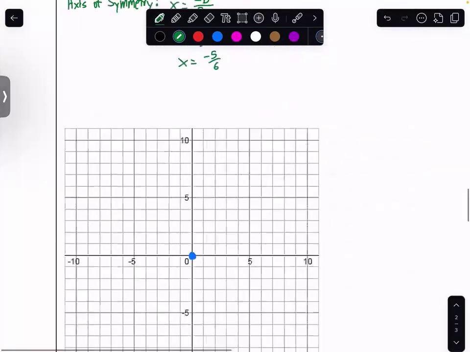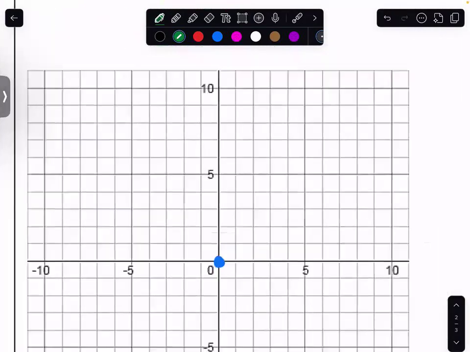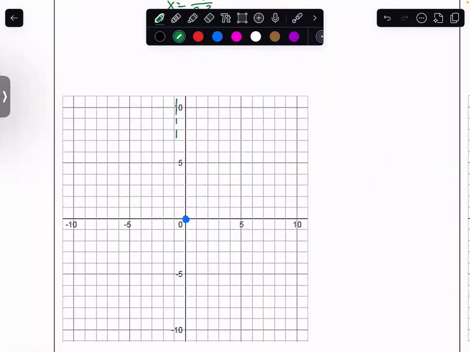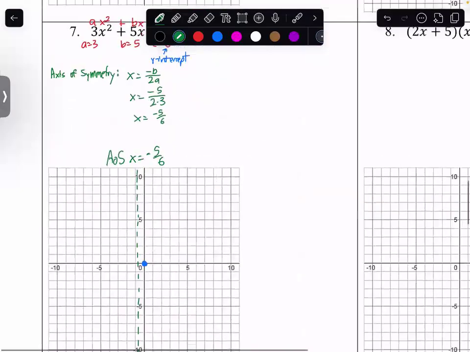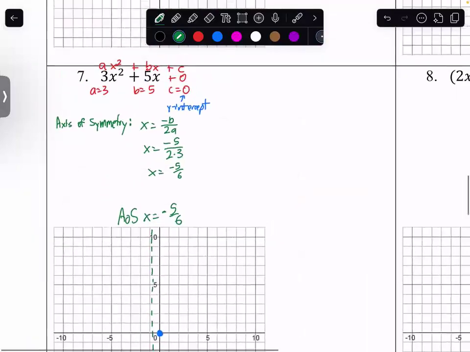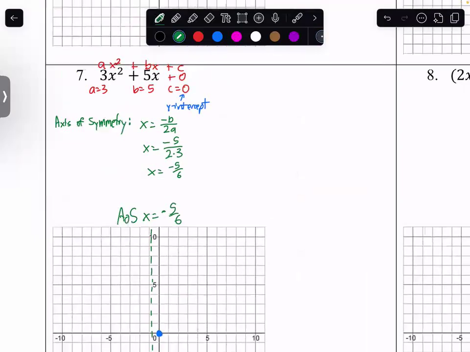So I will go ahead and draw it in. Negative 5/6 is between 0 and negative 1, so it'll be somewhere around here. Axis of symmetry, AOS, x equals negative 5/6. But the unfortunate thing is it doesn't really help us get free points. So that'll happen sometimes.